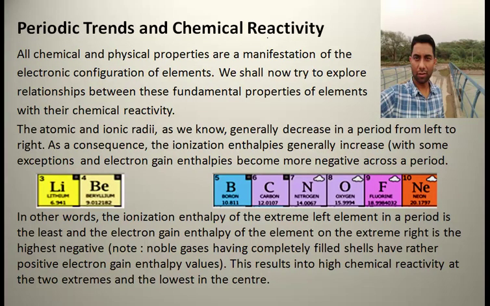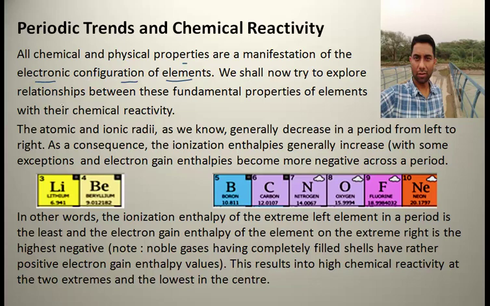Then we move to the next part, that is trends in chemical reactivity, and this is the last one. General trends are given. All chemical and physical properties are manifestations of electronic configuration, right? They arise due to the electronic arrangement, as we have already discussed as per the modern periodic law, that the chemical and physical properties of elements are periodic functions of their atomic number, and atomic number is related with electronic configuration of the element.